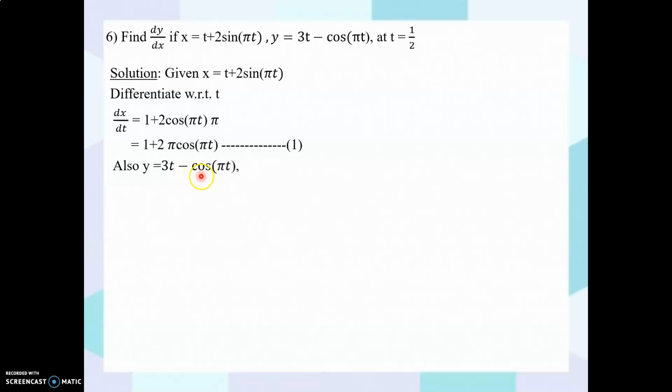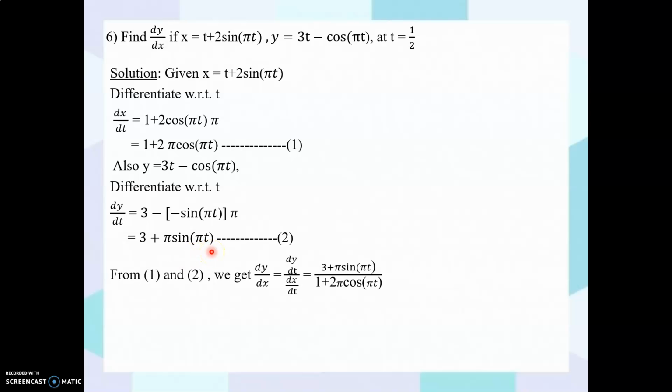Also y is equal to 3t minus cos pi t. Differentiate with respect to t. Dy upon dt is equal to 3 minus of the derivative of cos pi t, which is minus sin pi t, and derivative of pi t is pi. So 3 plus pi sin pi t. From 1 and 2, after substituting in the formula, you will get 3 plus pi sin pi t upon 1 plus 2 pi cos pi t.